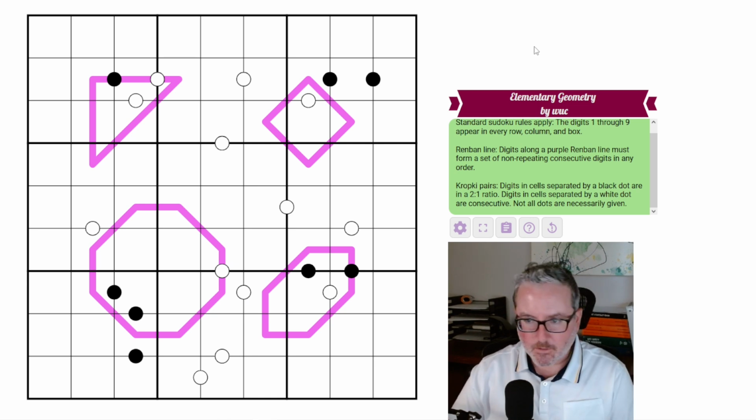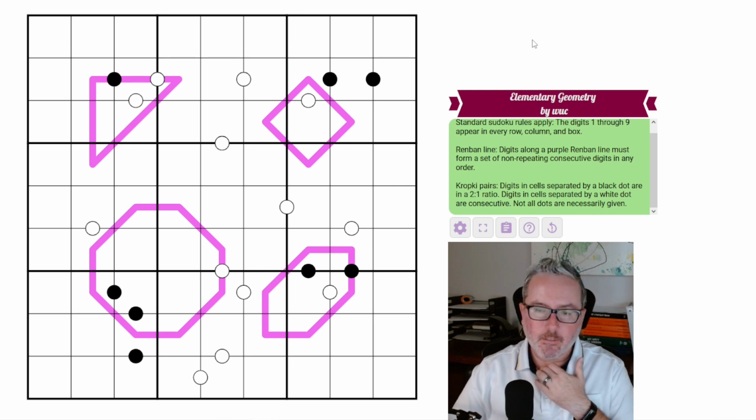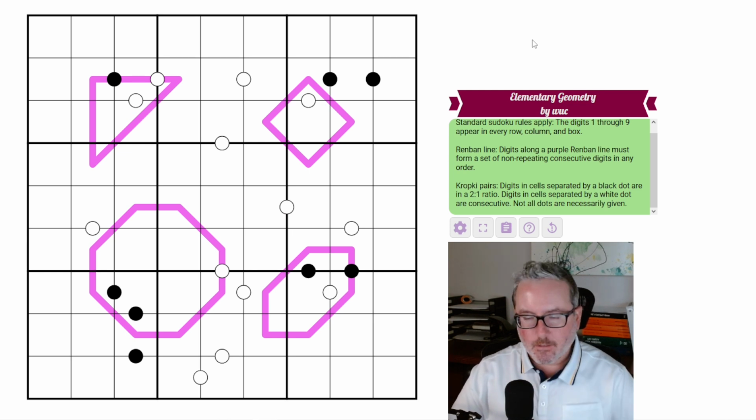Digits in cells separated by a black dot are on a 2-to-1 ratio. So look at any of the black dots you wish to look at. These two up here, whatever this digit is, this one is either half or double of it, 2-to-1 ratios. Digits in cells separated by a white dot are consecutive, so any of the white dots you see here just have to be consecutive digits, i.e. difference of 1. And then not all dots are necessarily given, so there is no negative constraint to look upon here.